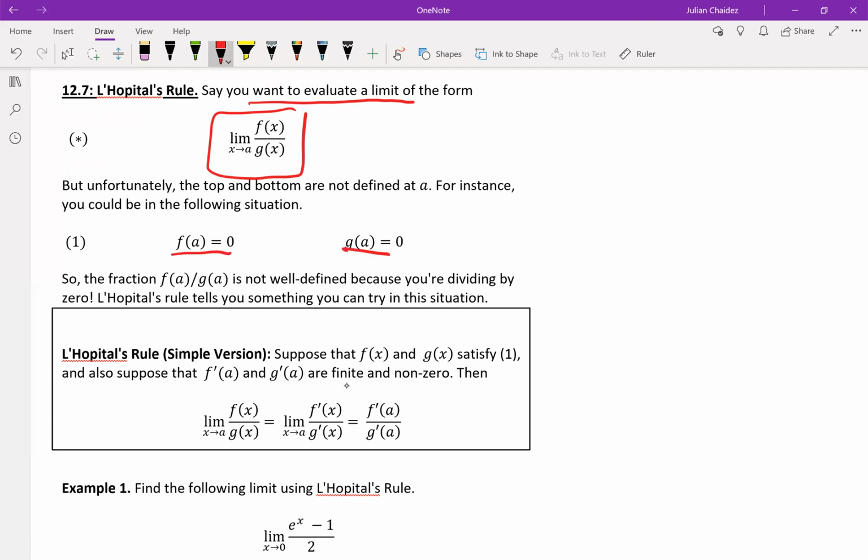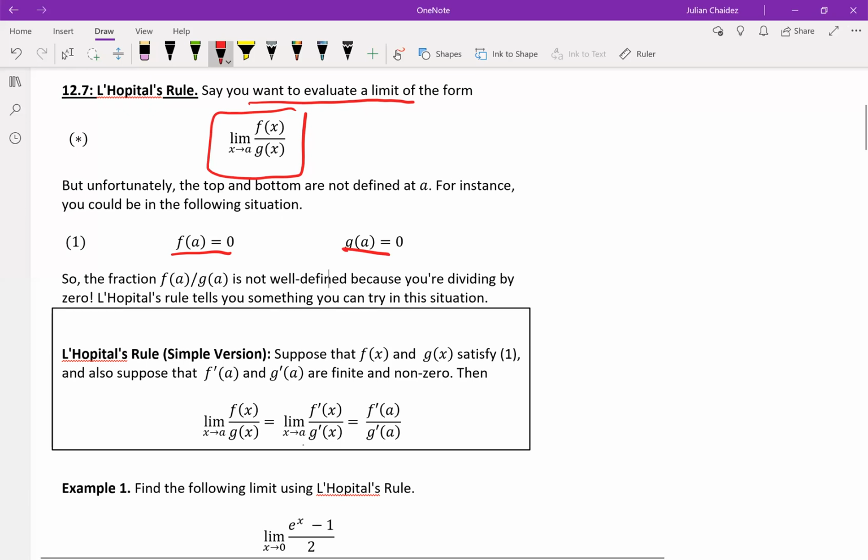So if f of x and g of x are continuous, then as I take this limit as x goes to a, both the top and the bottom go to 0. So I get kind of a 0 over 0 situation, and the limit is not clearly well defined in any way. I can't just evaluate f and g at a and take what the value is. L'Hopital's rule tells you something you can try to do in this situation.